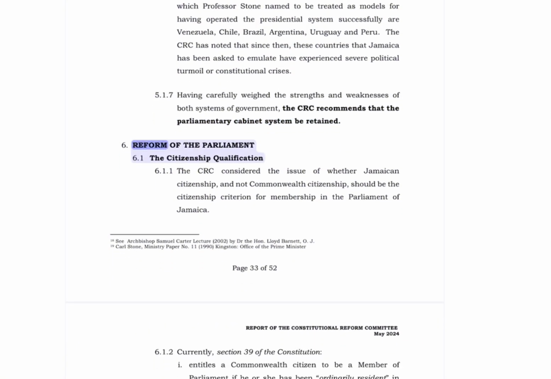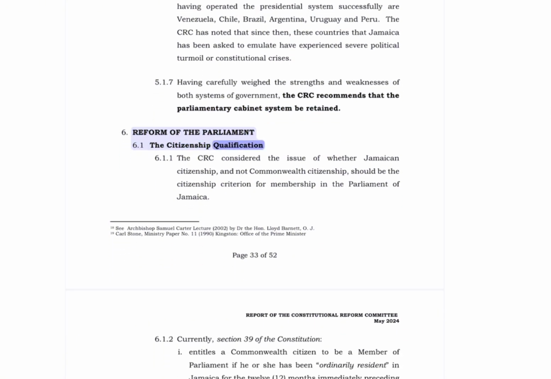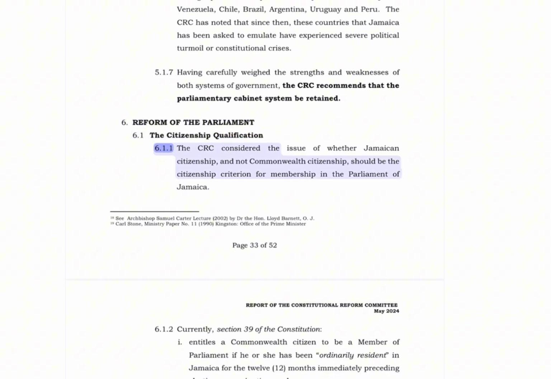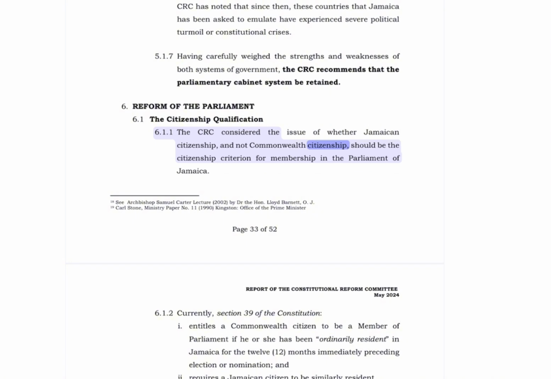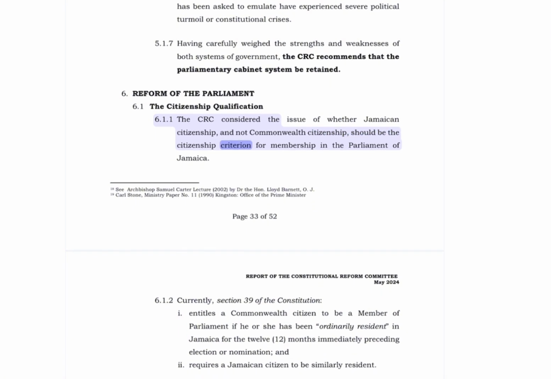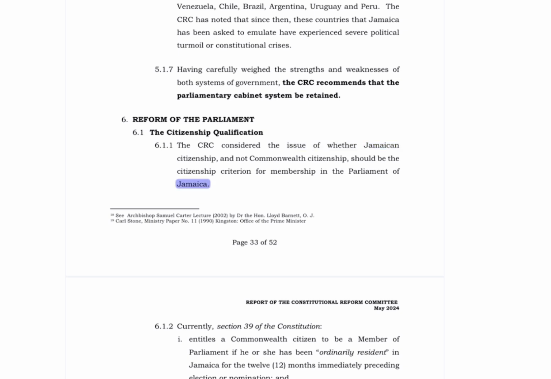6. Reform of the Parliament. 6.1 The citizenship qualification. 6.1.1 The CRC considered the issue of whether Jamaican citizenship and not Commonwealth citizenship should be the citizenship criterion for membership in the Parliament of Jamaica.